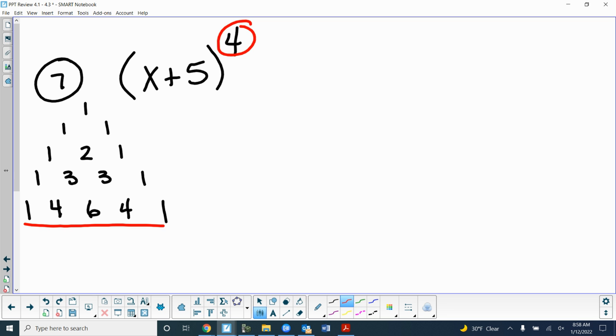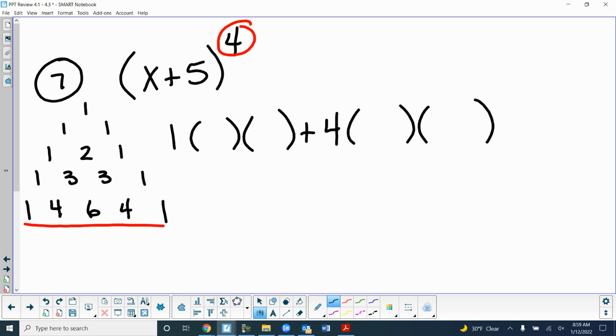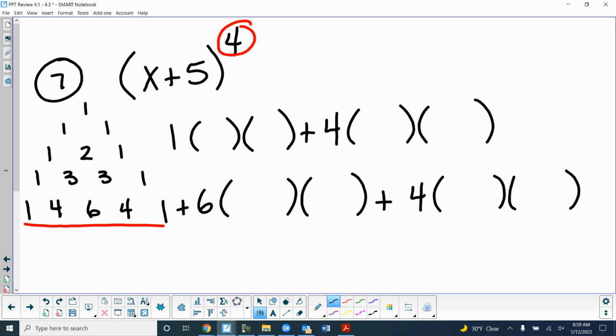Okay? So now I'm going to set up this problem to raise that binomial to the 4th power. So I'm going to use a 1, and then 2 parentheses, plus 4, and then the 2 parentheses, plus 6. I'm just writing big so you guys can see. Plus 4, 2 parentheses. Plus 1. Cool.